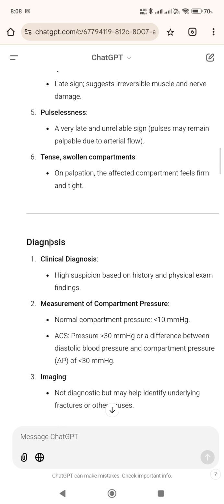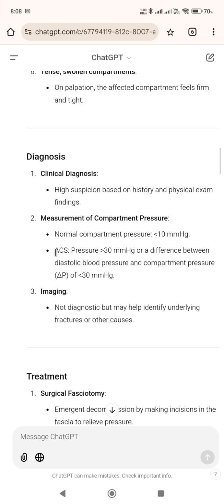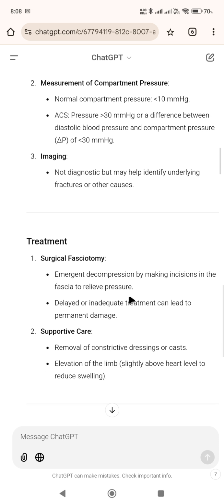Diagnosis. 1. Clinical diagnosis. High suspicion based on history and physical exam findings. 2. Measurement of compartment pressure. Normal compartment pressure, 10 mm Hg. ACS, pressure 30 mm Hg, or a difference between diastolic blood pressure and compartment pressure, delta P, of 30 mm Hg. 3. Imaging. Not diagnostic, but may help identify underlying fractures or other causes.